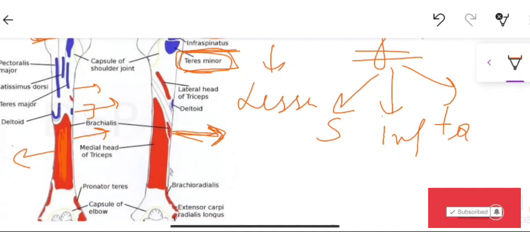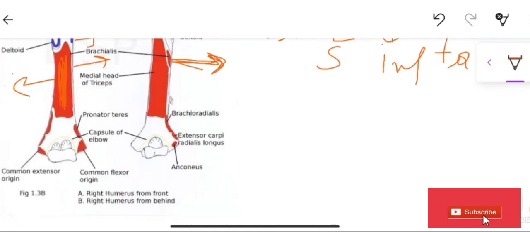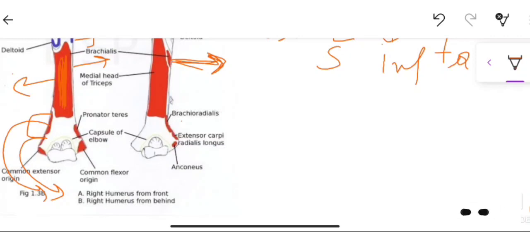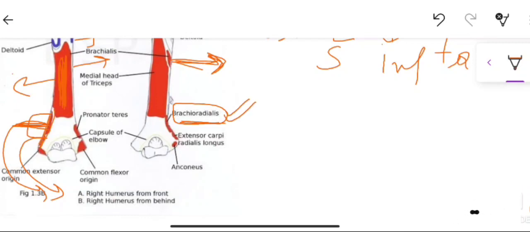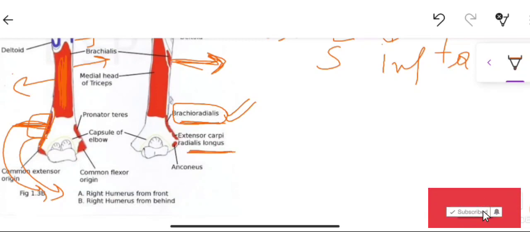Okay, now we have extensor carpi radialis longus and brachioradialis. As the name suggests, it will be present above the capitulum, or we can say on the lateral supracondylar ridge. Lateral supracondylar ridge is this. We have two muscles. First one is brachioradialis, or we can see in posterior view, or we can see in anterior view. On the lateral supracondylar ridge we have brachioradialis and extensor carpi radialis longus.